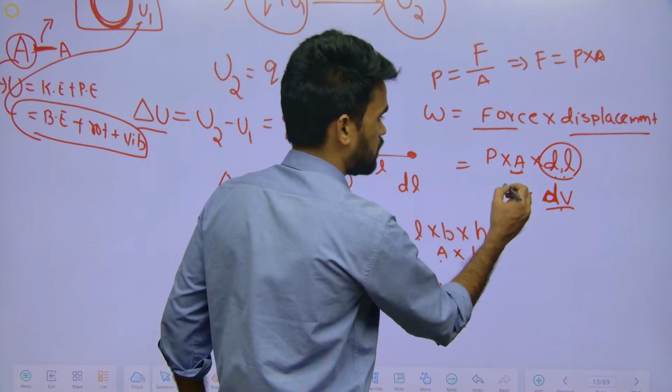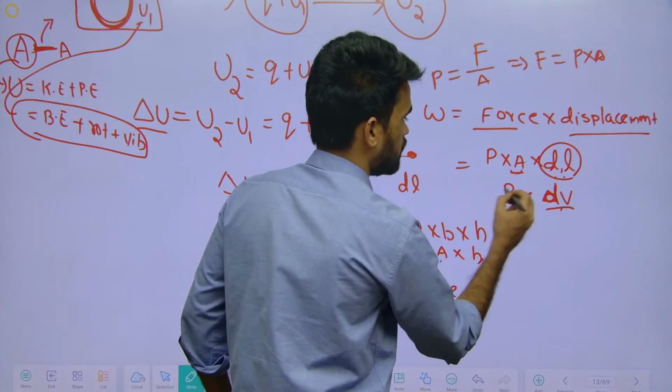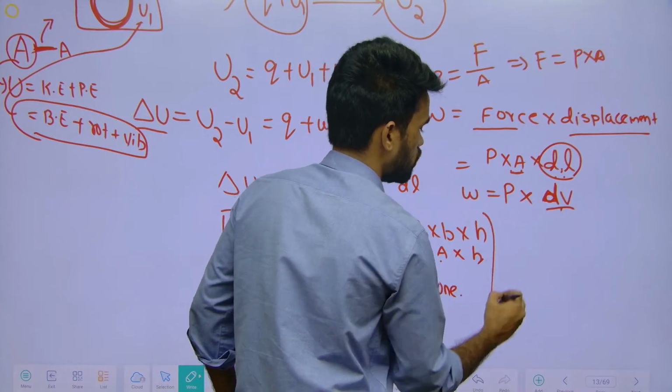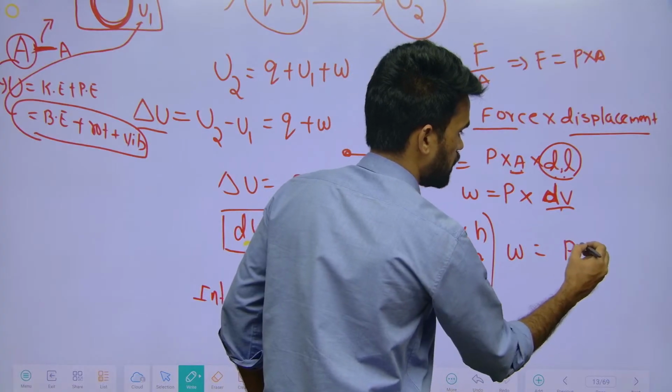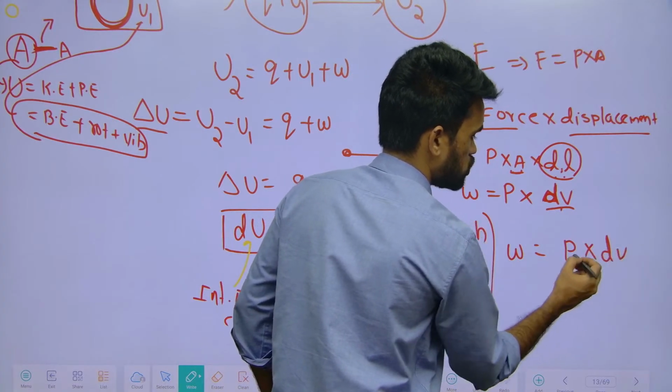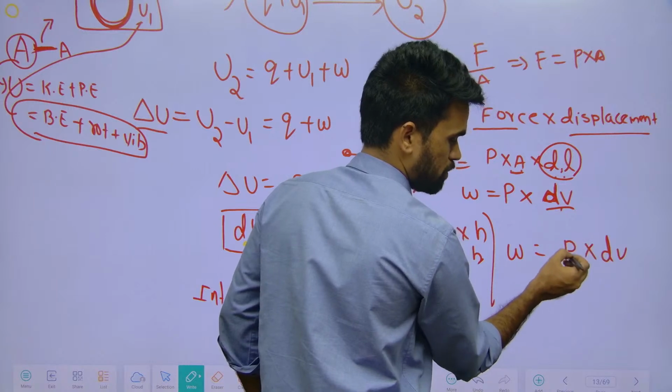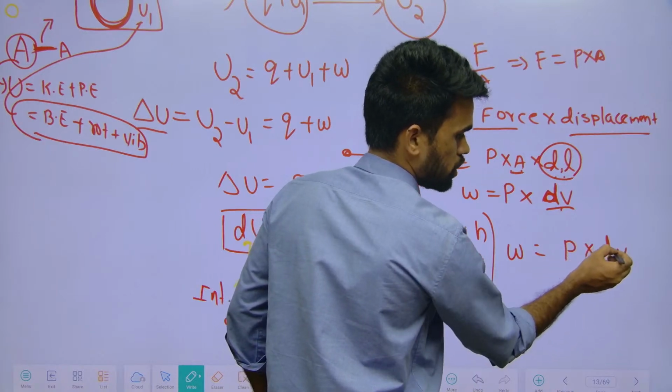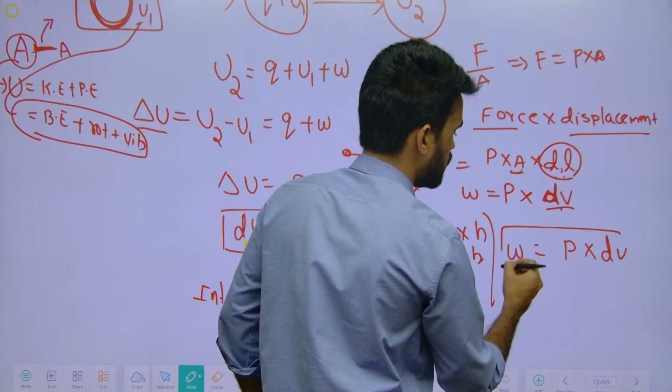And that is multiplied with pressure. So P dV, this is equals to W. So work done is equals to P dV. Pressure will remain the same here, pressure into change in volume. So this is called work done.